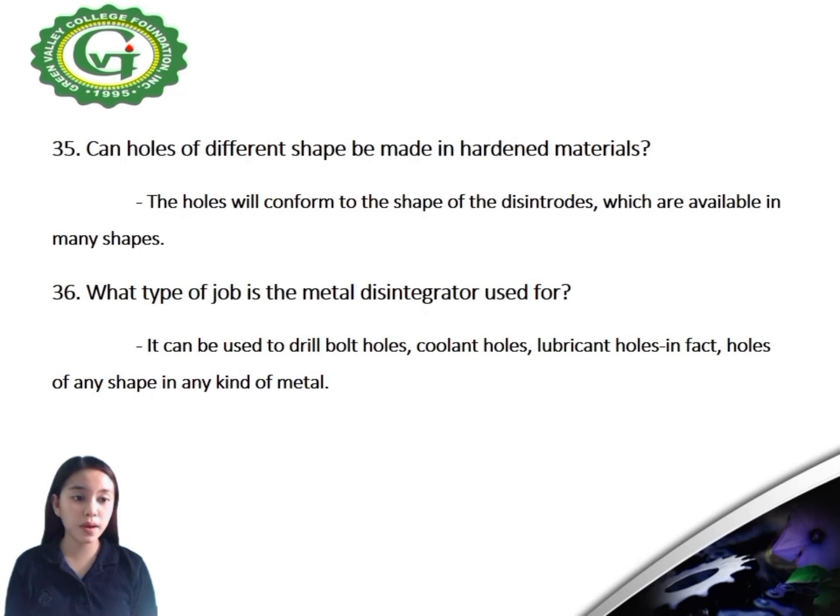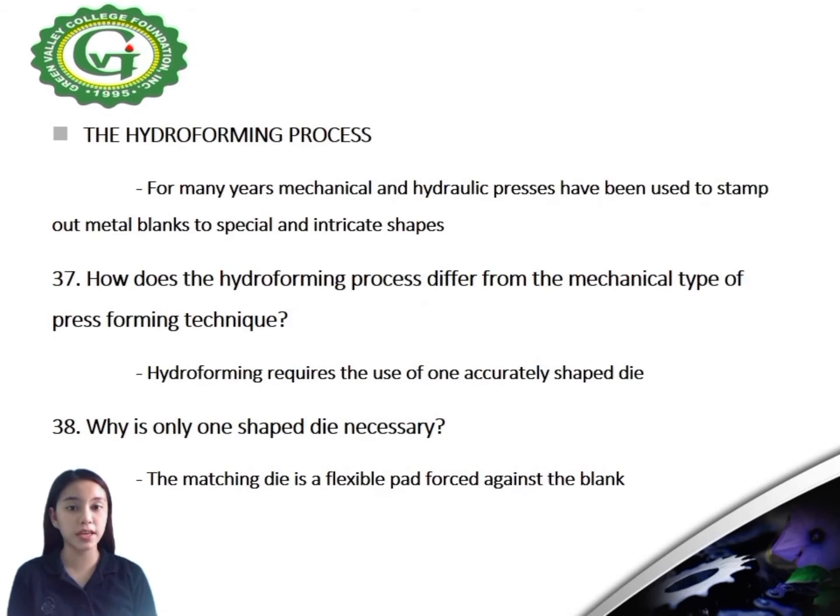What type of job is the metal disintegrator used for? It can be used to drill bolt holes, coolant holes, lubricant holes, in fact, holes of any shape in any kind of metal. The hydroforming process. For many years, mechanical and hydraulic presses have been used to stamp out metal blanks to special and intricate shapes.